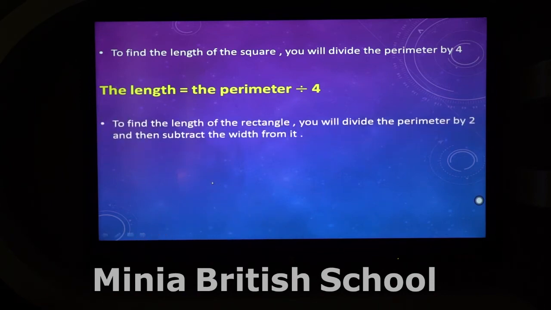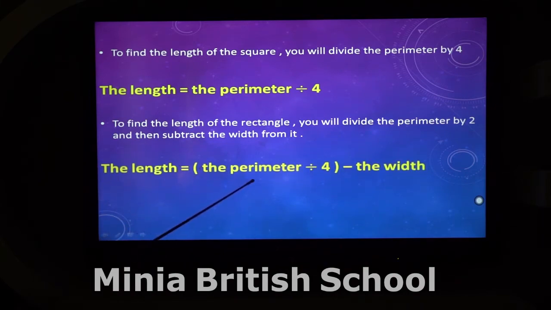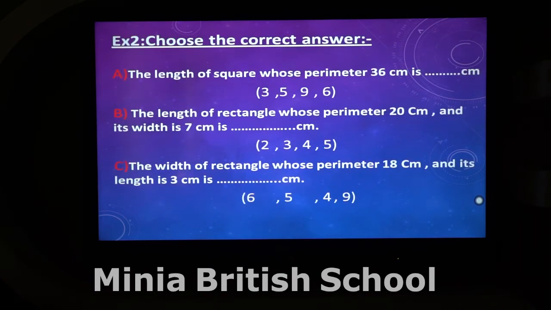What about the rectangle? If we have the perimeter and we have the width and we need to know the length, what should we do? We will divide the perimeter by 2, not by 4, by 2. We will divide the perimeter by 2, and all of them between two brackets minus the width. Let's see examples to understand.